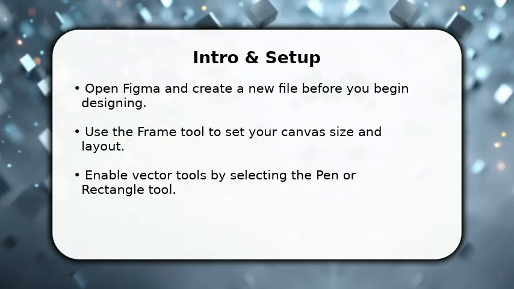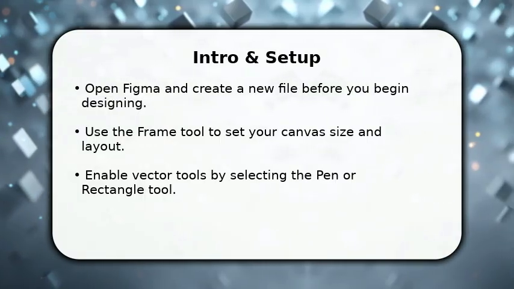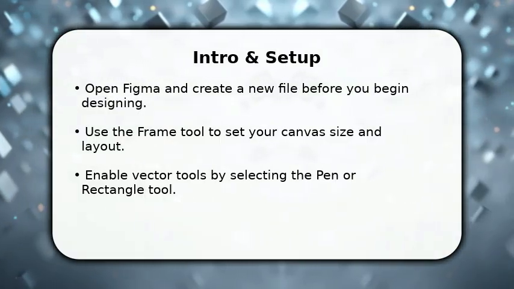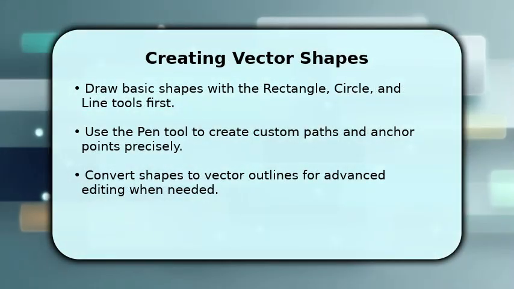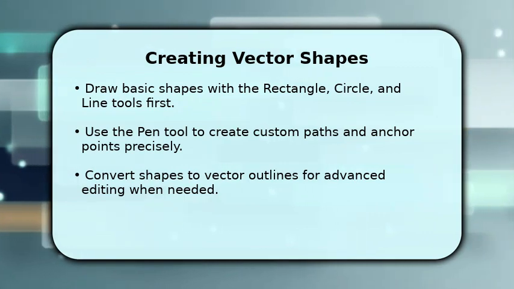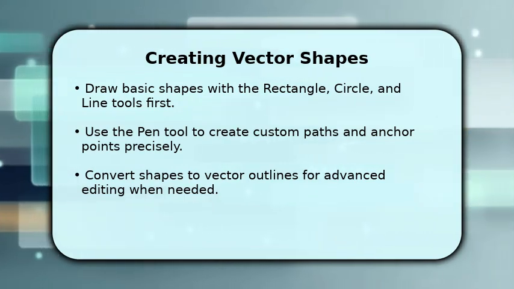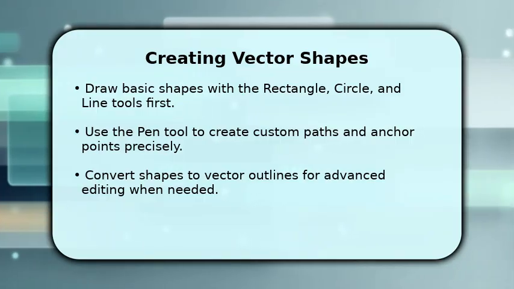Keep layers organized and name shapes clearly so you can reuse vectors across multiple frames and components. Start by placing basic shapes like rectangles and circles to build a composition, then combine them for complex icons. Use the pen tool to click and drag for smooth Bezier curves and hold Shift to constrain angles when needed.